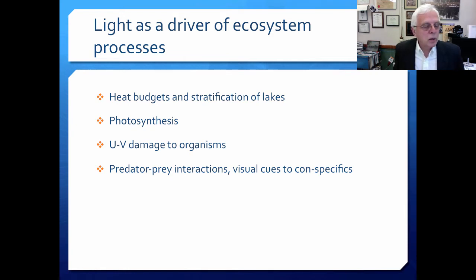And light also tends to drive predator-prey interactions because of the visual cueing, or the need to search for prey, and also to give visual cues to conspecifics, or organisms of the same species. So basically the light environment is as important to aquatic ecosystems as it is to terrestrial ones. In fact, in many ways, more important, because it's a rarer commodity.